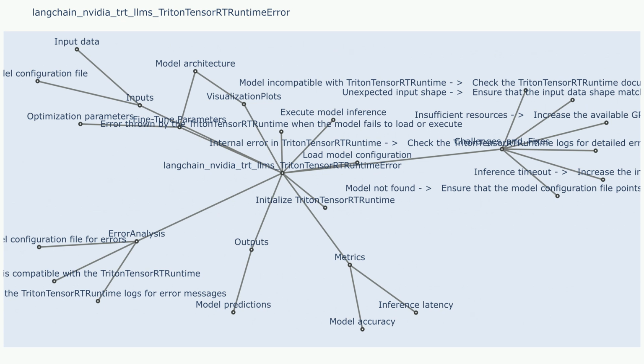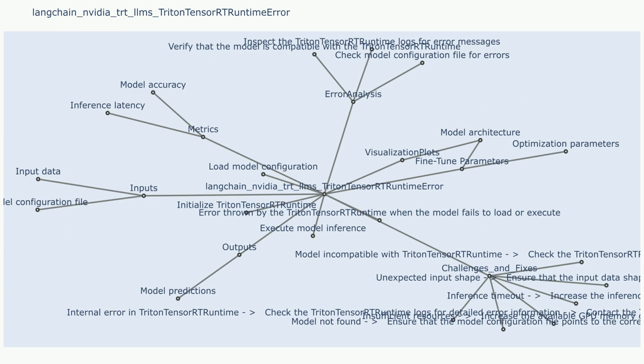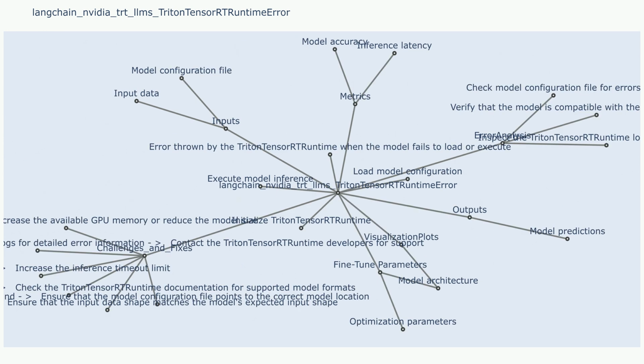Challenge 3. Insufficient GPU resources. The Triton server lacks sufficient GPU resources to handle the inference request. Sample use case that resulted in Challenge 3. Attempting to perform inference on a large input with a high-capacity model on a server with limited GPU memory. Fixes to Challenge 3. Ensure the Triton server has enough GPU memory for the model. Use a smaller model or increase the GPU resources available to the server.